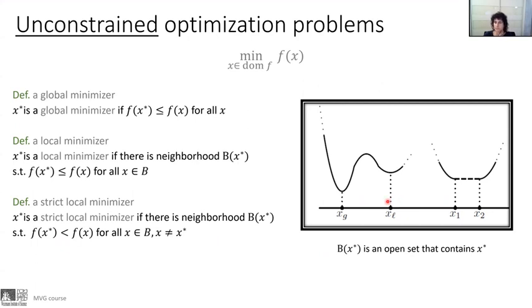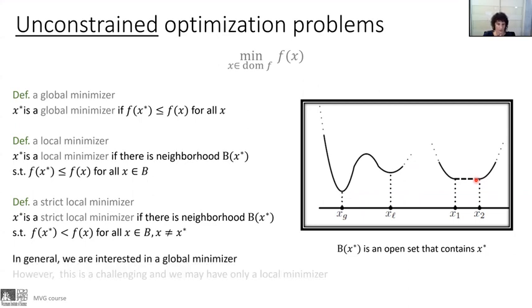X global, XL local, but X1 and X2 are not strict. Right, good. So we have X, global minimizer, local minimizer, and here X1 till X2, all of them are minimizers, but they are not strict, right? Okay, let's move on.